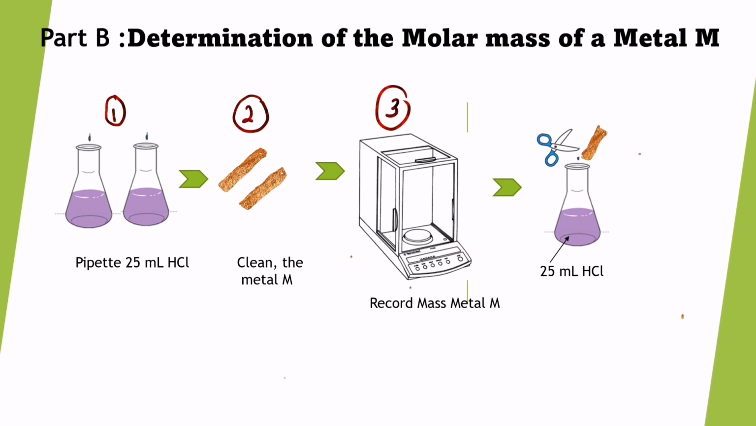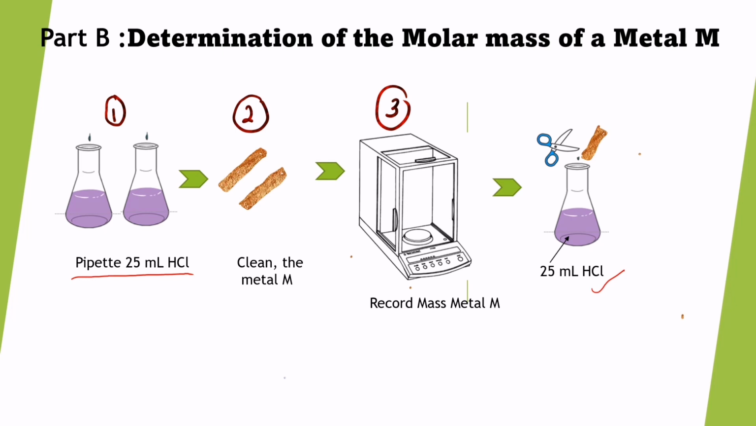Part B. Determination of the molar mass of a metal M. First, pipette 25 ml of HCl into 2 conical flasks. And then, clean the metal M and record the mass of metal M by using an analytical balance. After that, cut the metal M into small pieces and transfer them into the conical flask that contains HCl solution.